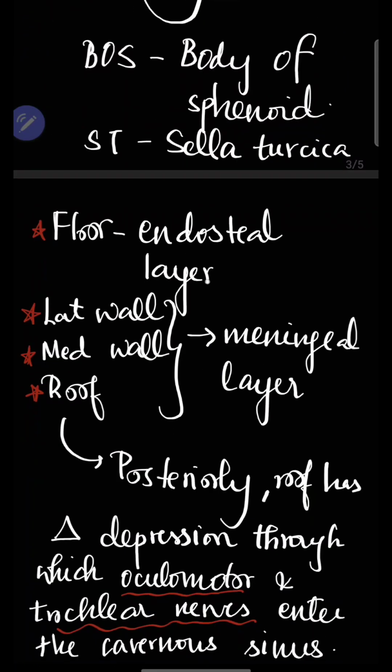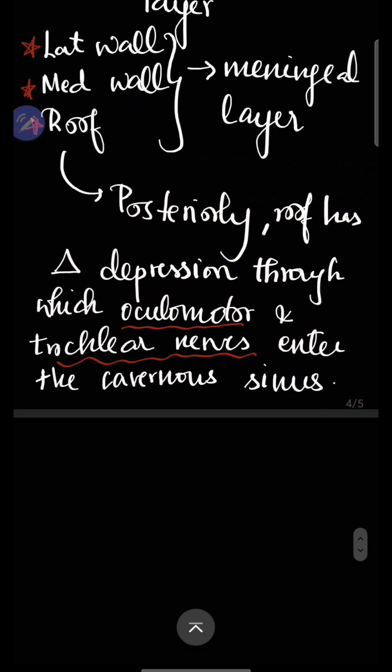Next, the floor of the sinus is formed by the endosteal layer. Its lateral wall, medial wall, and roof are formed by the meningeal layer. Posteriorly, the roof has a triangular depression through which the oculomotor and trochlear nerves enter the cavernous sinus.